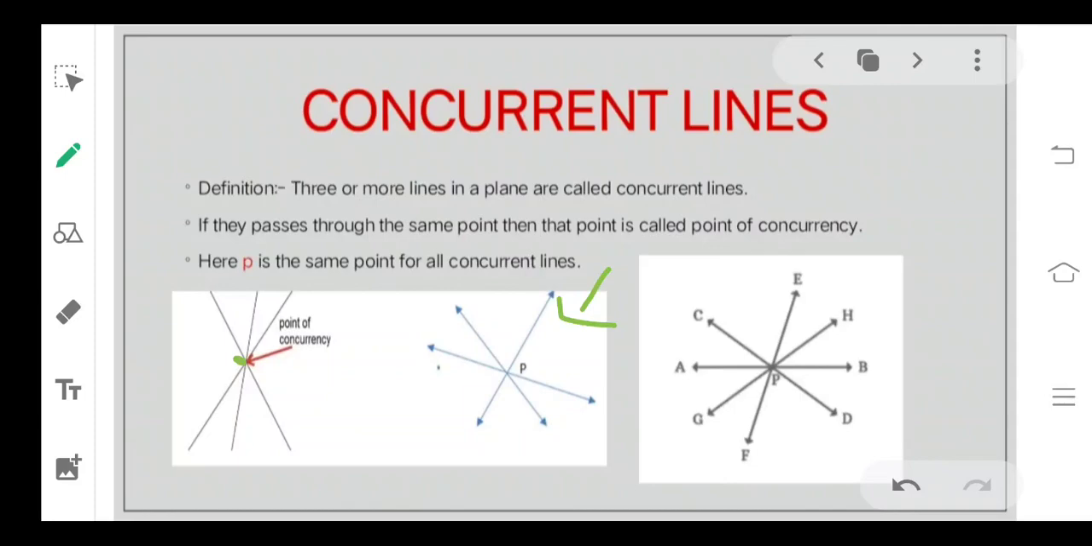Same process here, but in this adjoining figure not only 3 but more than 3 lines pass through the point. So we can say these are concurrent lines, and here again point P is the same point for all concurrent lines. So we can say it is the point of concurrency.